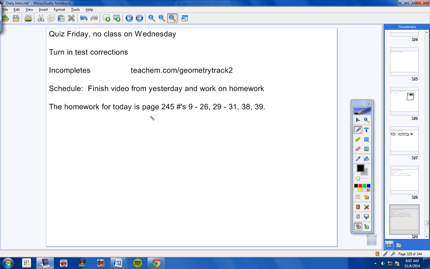Here's the homework assignment for today, so go ahead and copy this down, please, if you would. Page 245, 9 through 26, 29 through 31, and 38 and 39, okay? So go ahead and copy this down. This is your homework assignment. It is due on Thursday, okay? It's due Thursday because there's no class tomorrow.